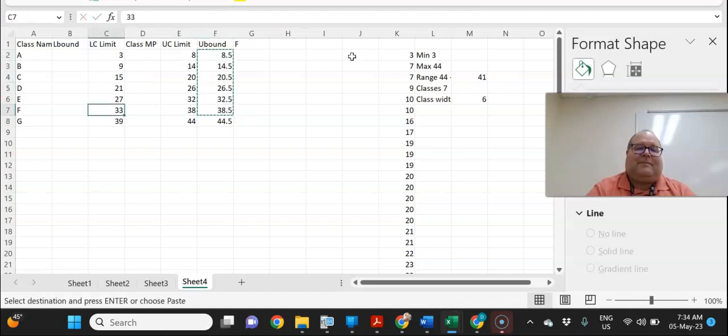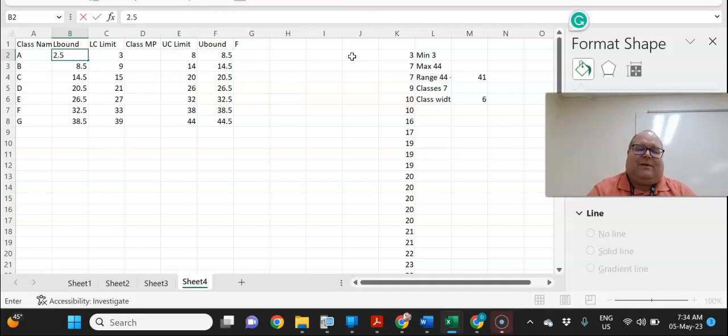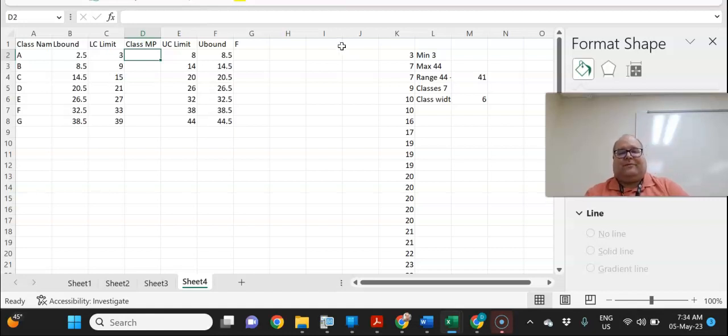Each of these upper bounds also represents a lower bound, except for the highest upper bound, and our lowest bound is half a unit below our lower class limit. All right, we're going to stop here for a moment and resume with constructing a frequency diagram in our next video.